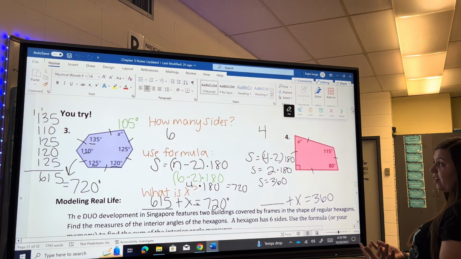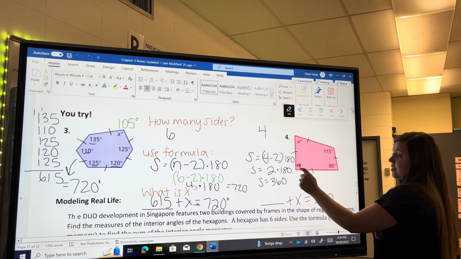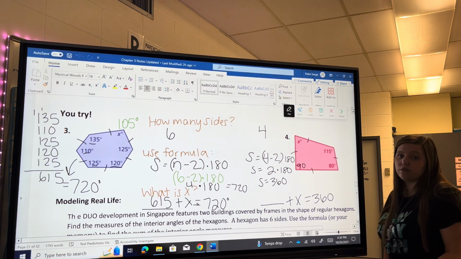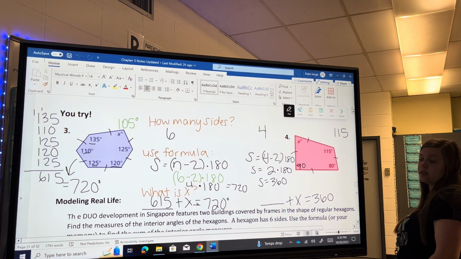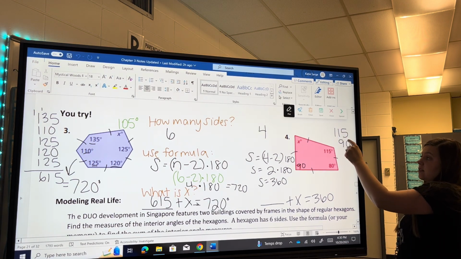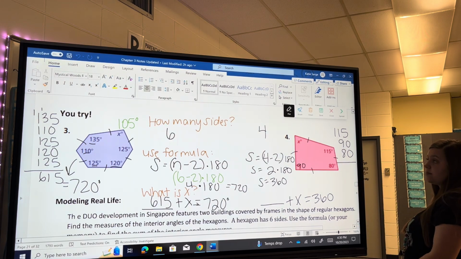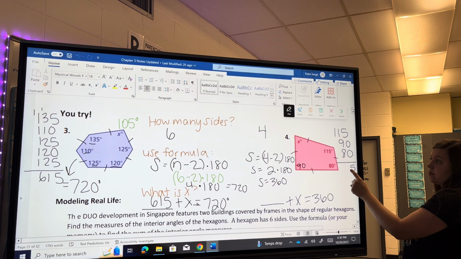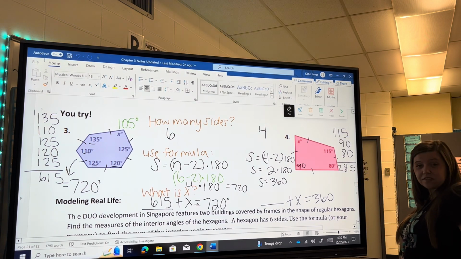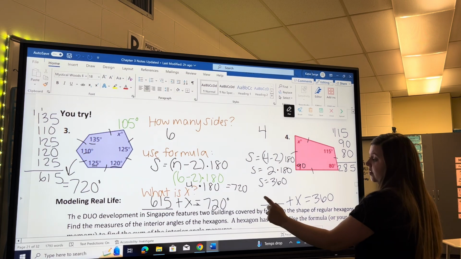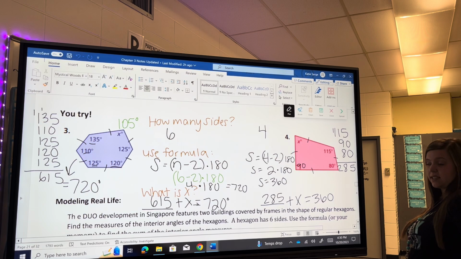So how much do we have right now? Please at this point know that this box means 90, so don't leave that out, don't forget it. And we've got 115 plus 90 plus 80 equals what? 285. So 285 plus x equals 360.